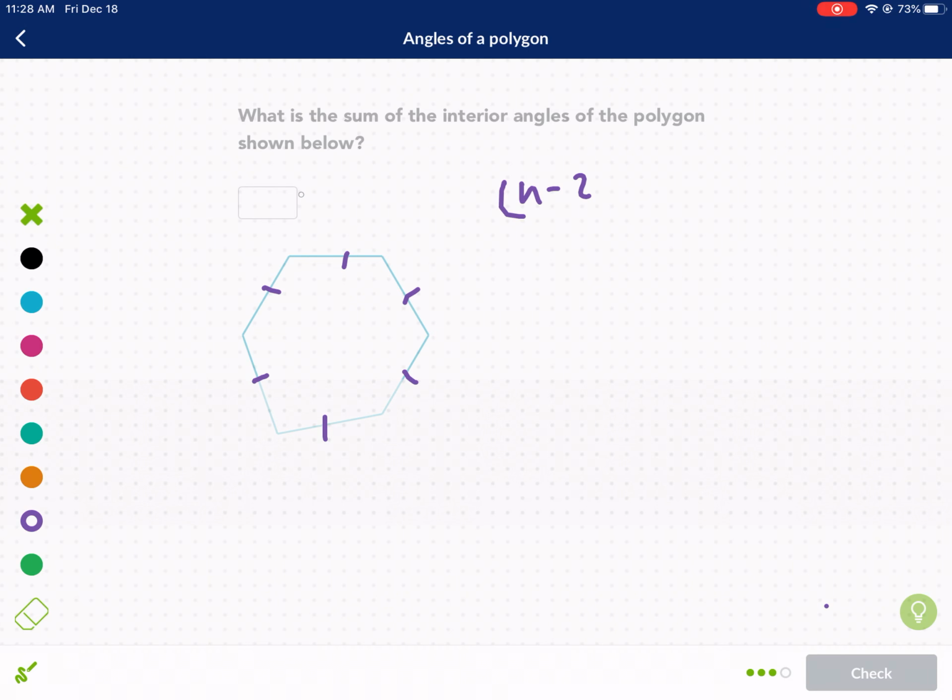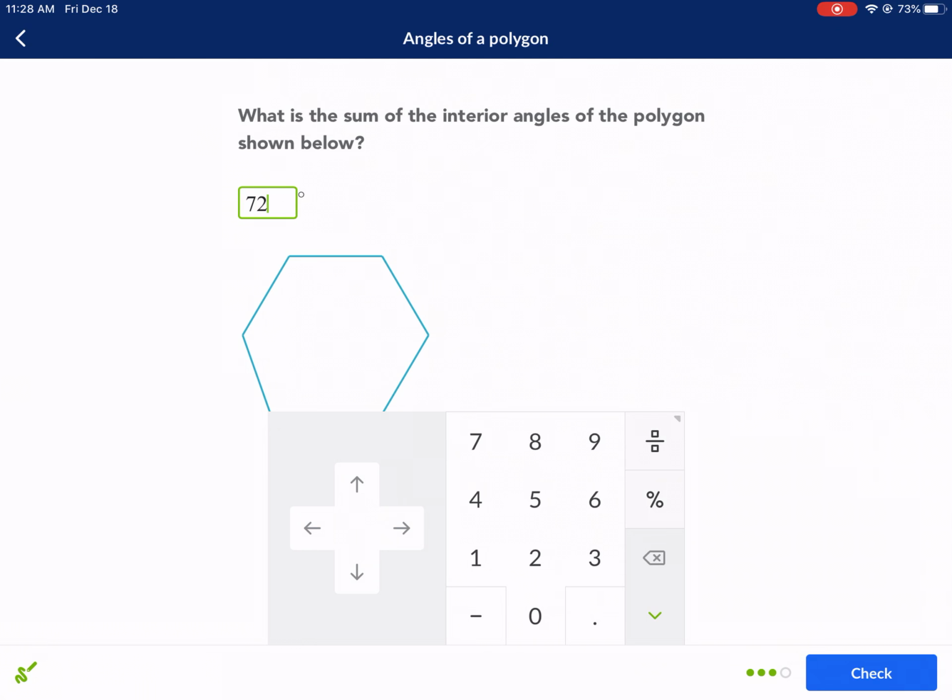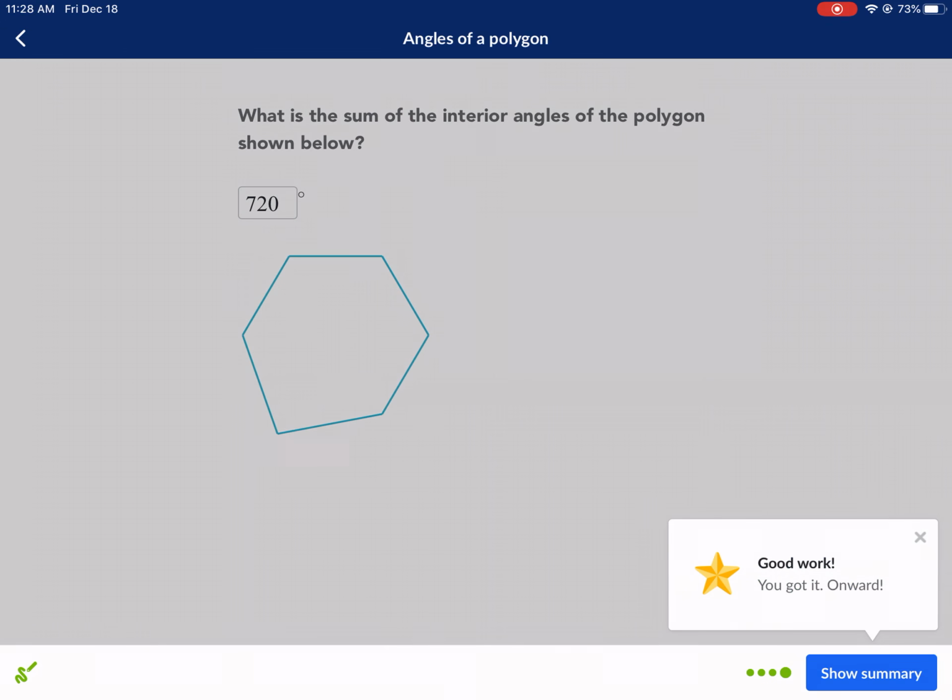N minus 2 times 180, going back to the basics. How many? I said 6? Yeah, 6 minus 2, 180. 4 times 180. I think that's going to be 720. So we're going to type in 720. No calculator required for that one. 360 times 2, 720. And we're good to go.